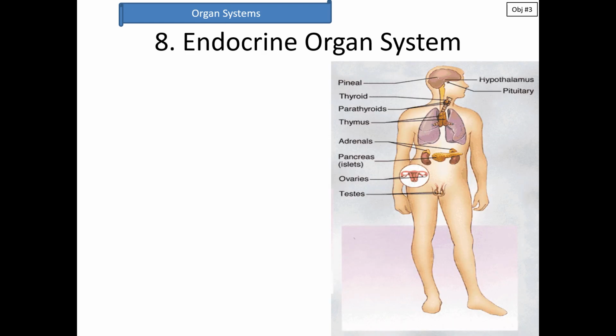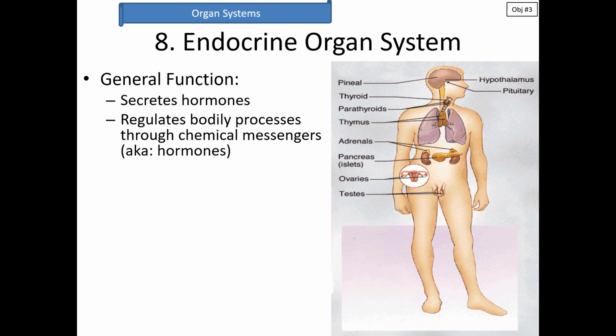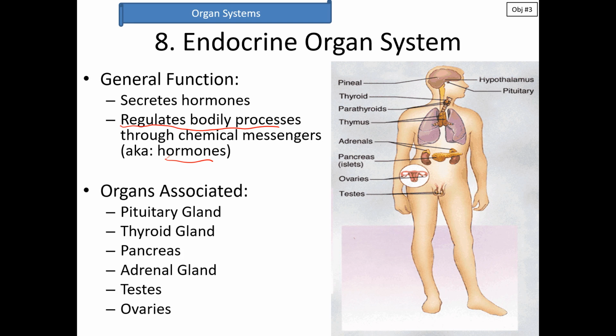The endocrine system is also a regulatory system. But as opposed to the nervous system, which does it through electrical signals, this one does it through chemical messengers called hormones. So over here in the picture, you're seeing all of the different endocrine glands, and they all secrete different hormones. Those hormones enter the bloodstream, travel through the bloodstream until they reach their target. When they arrive, their target responds accordingly.